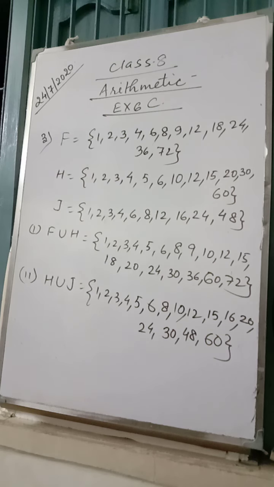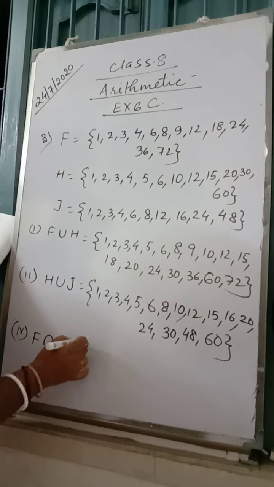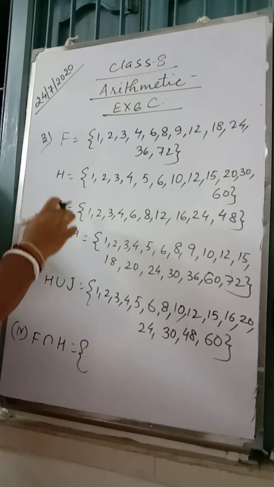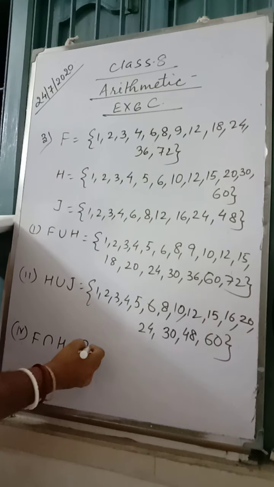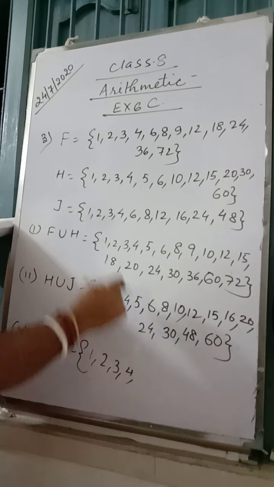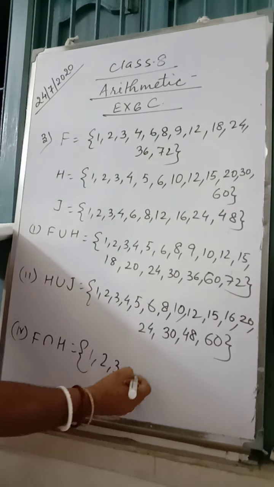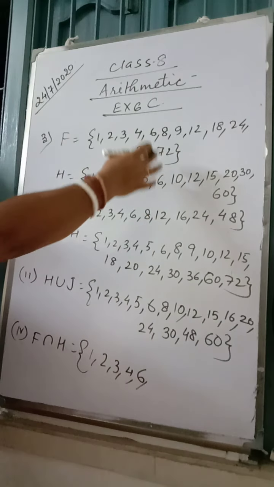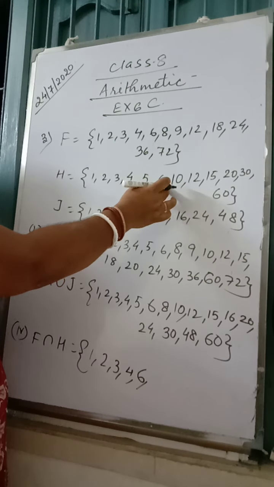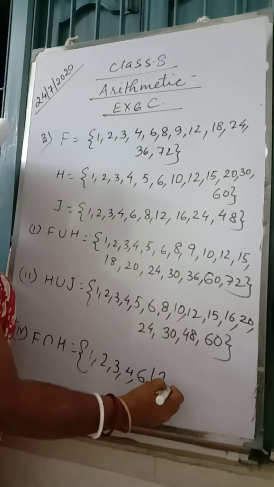Now number 4 says F intersection H. F intersection H means the members common in both places. 1 is common, 2 common, 3 common, 4 common. Then I didn't have 5 here, so 5 is not common. Now 6 is common in both places. I didn't have 8 here, 9 here, or 10 here. Then again 12 is common in both places.